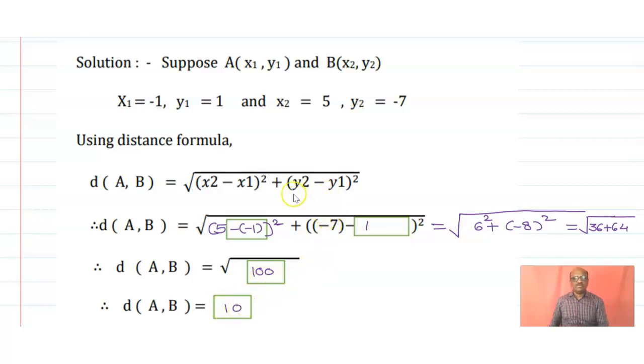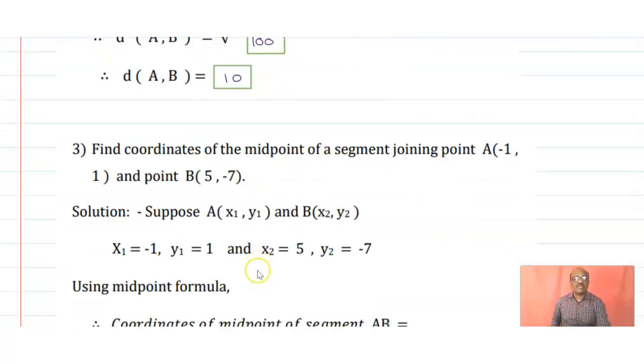And in this way, again I will repeat here. x1 is minus 1, y1 is 1, x2 is 5, y2 is minus 7. x2 minus x1, 5 minus in bracket minus 1, that will become 6, 36. Next, minus 7 minus 1, minus 8 square means what? 64. And here distance AB is equal to 10.